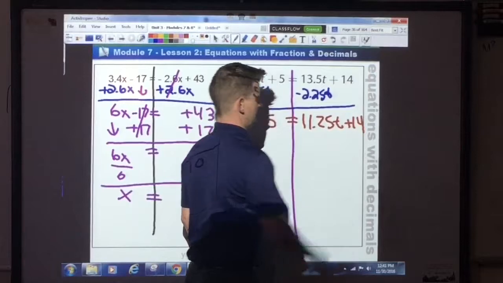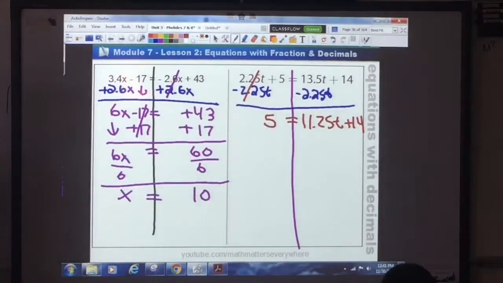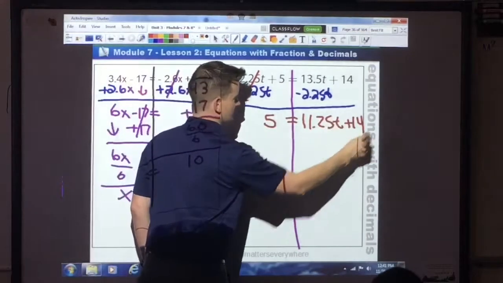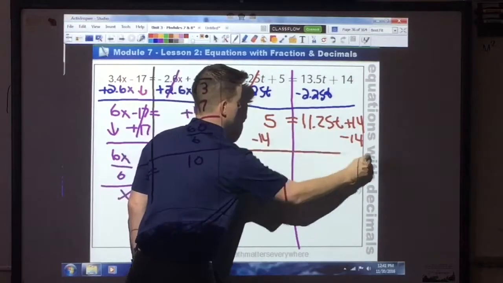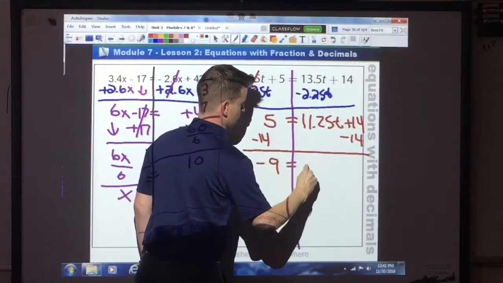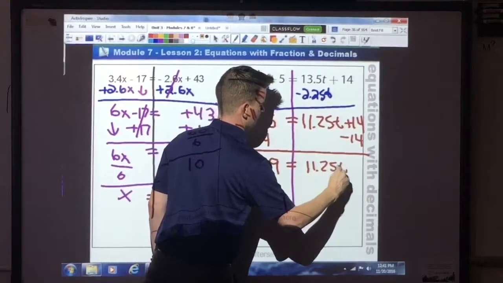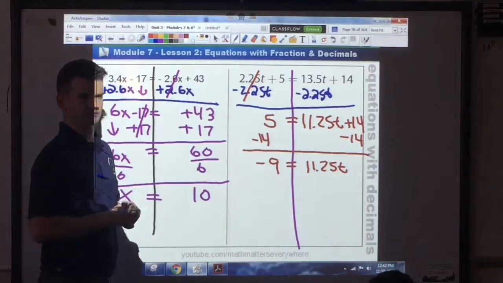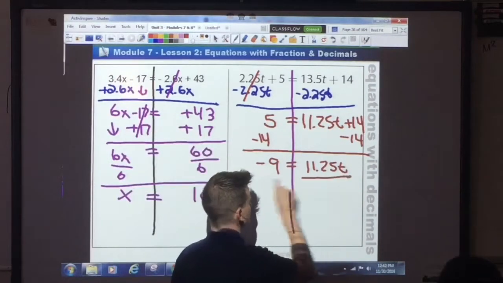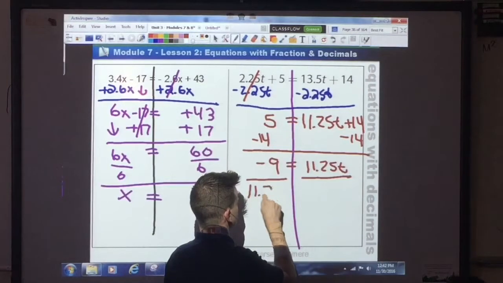Plus 14. Now that I've done that, I have all my variables on one side. I must get the constants on the other side. To do that, I got to get rid of this positive 14. So I subtract 14 from both sides, and I get negative 9 is equal to 11.25t. And it's still the same process. We still have to get rid of the coefficient. So there's multiplication happening between 11.25 and the t. What's the opposite of multiplication? Division. So we're going to divide both sides of this equation by 11.25.